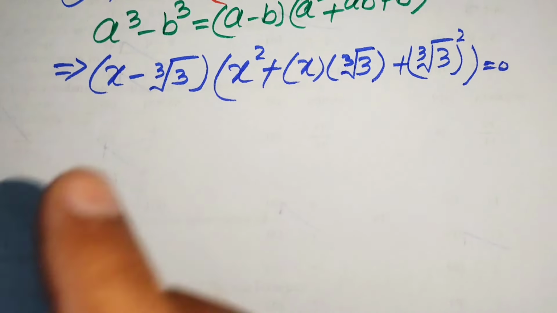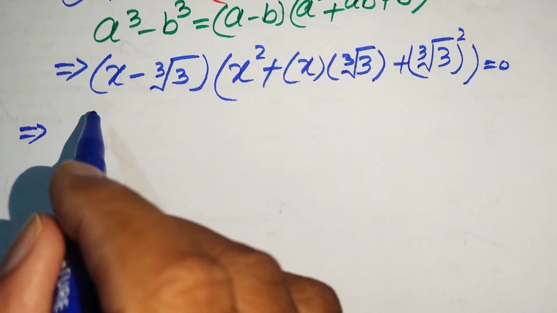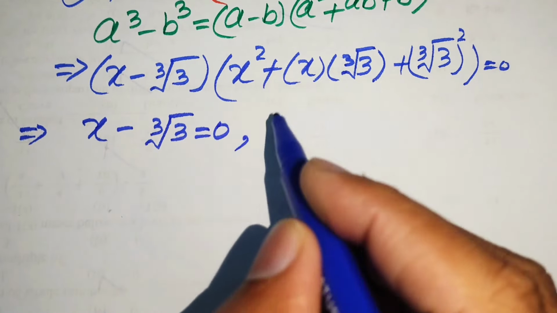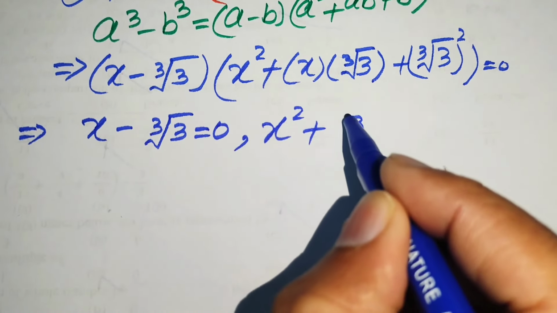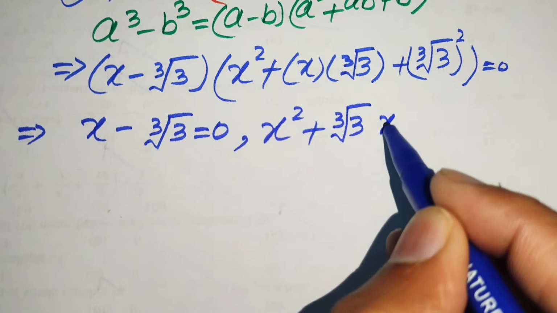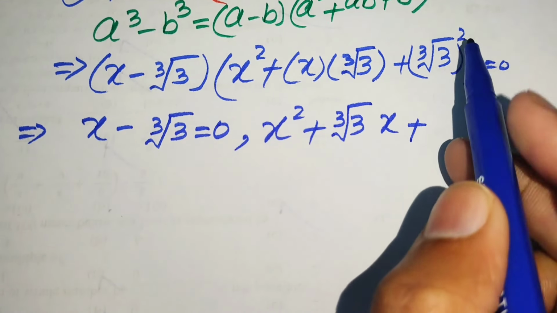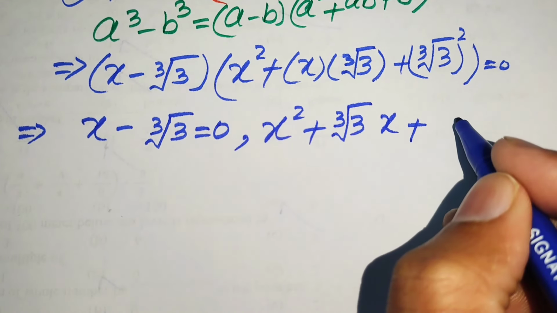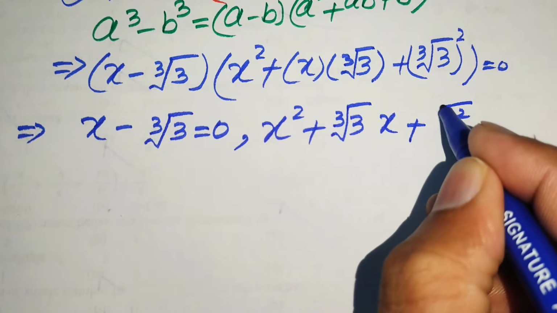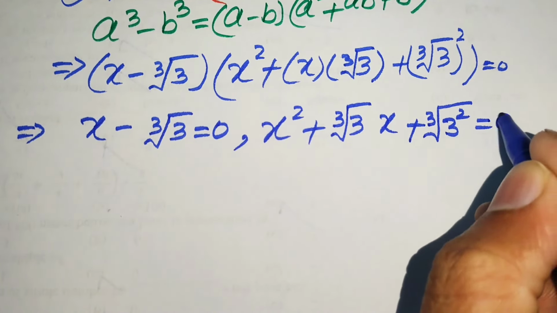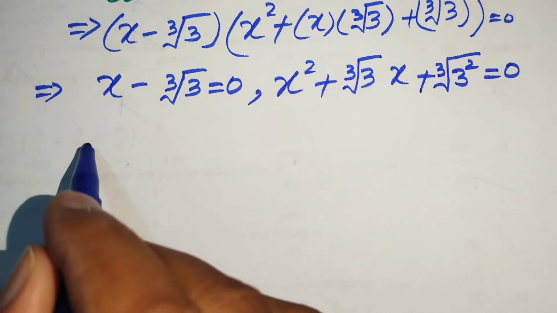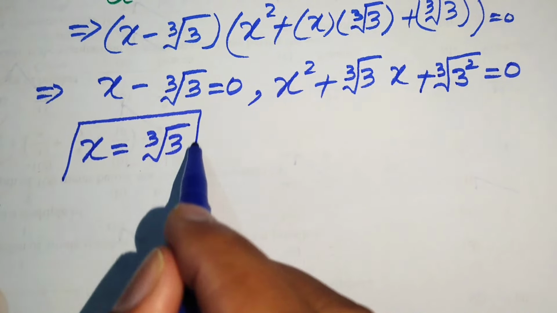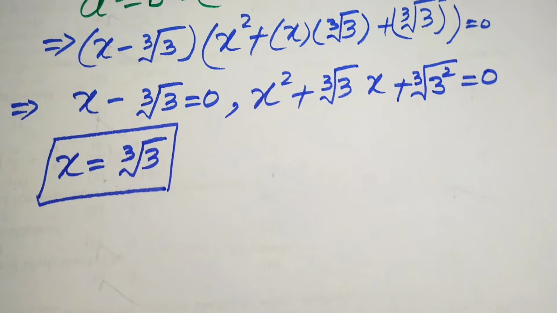And now we need to simplify this equation. So we again divide this into two cases. First we take x minus cube root of 3 equals 0, and the second case is we take x square plus cube root of 3 into x plus, here we move this 2 inside the cube root, so it is written as cube root of 3 square, equals 0. And now after that, we get the first root of the given equation: x equals cube root of 3. This is the first solution which we get from the first case.